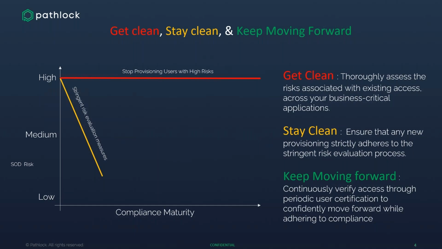So you can do what kind of analysis. Stringent risk evaluation is equally important, and it's also equally important to involve a lot of parties to make sure they're approving the permission that you're granting. So this is where the stay clean process comes into play.